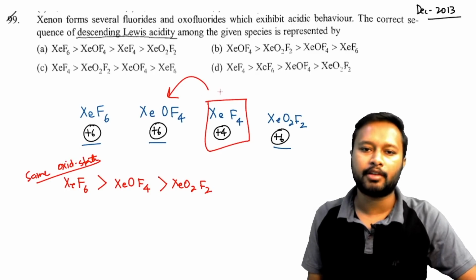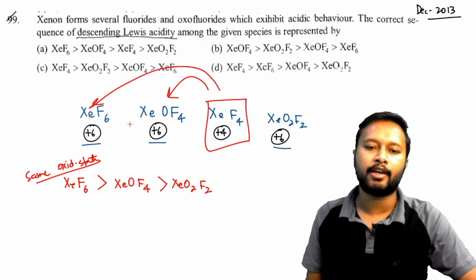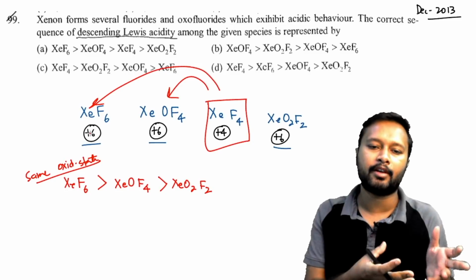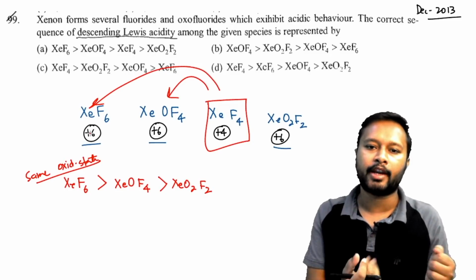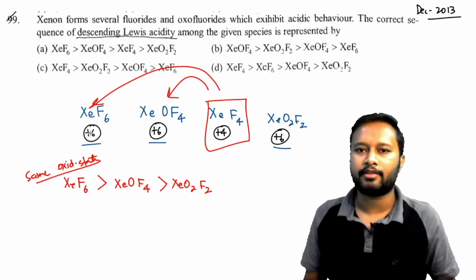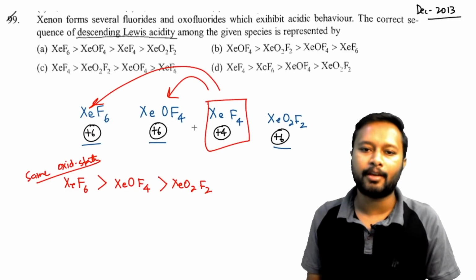And can you compare this with this? No, you cannot do that, because here the higher oxidation state compound is having more fluorine atoms, not the lower one. So that's why you cannot compare that. So whom can you compare this with? You can only compare it with this one.